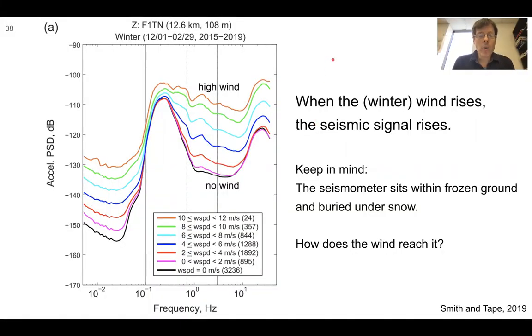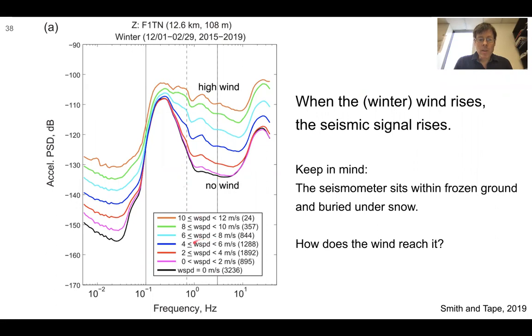So what is shown here is a spectrum during the winter from one station. This is F1TN. And you can say, show me the seismic noise when the wind nearby, as measured by something else, is very low. And that shows the black spectrum, no wind. And then, if you have wind data, you can take subsets of your seismic noise time and stack them up.